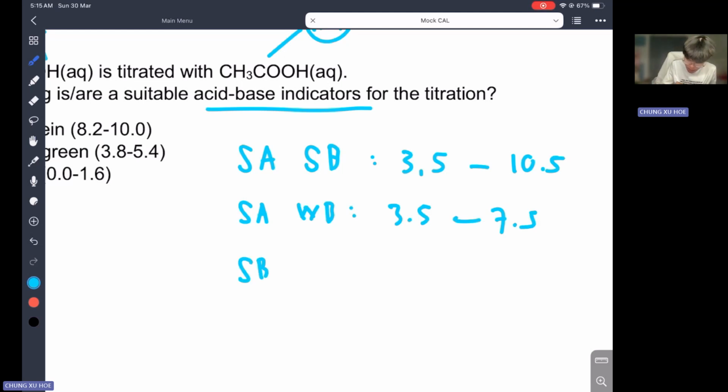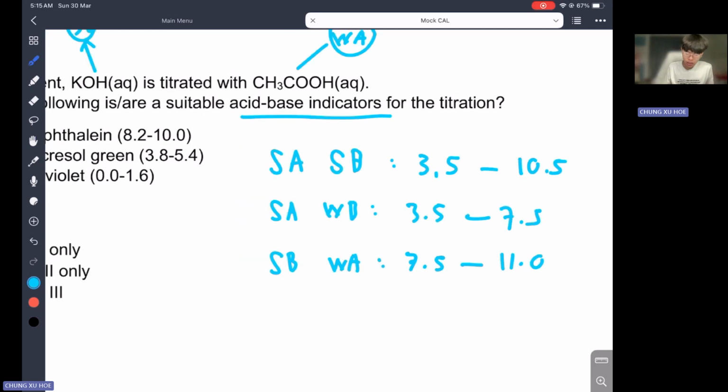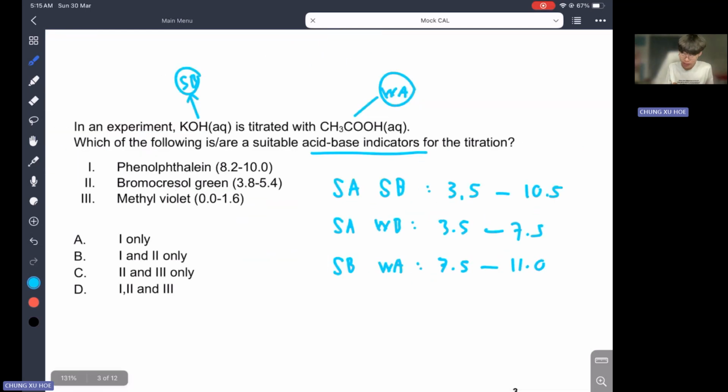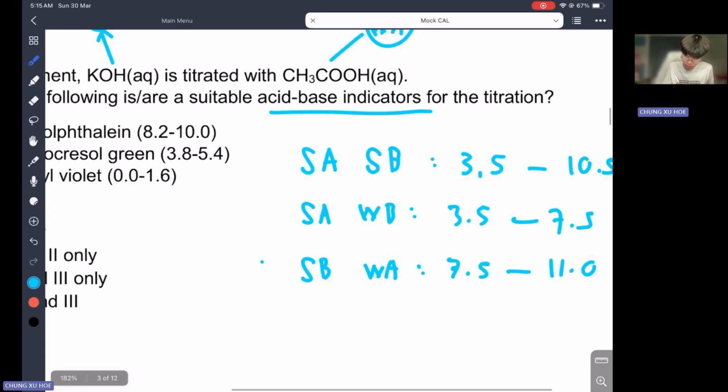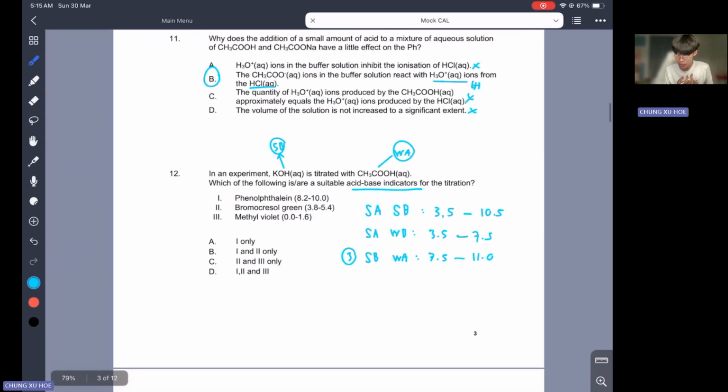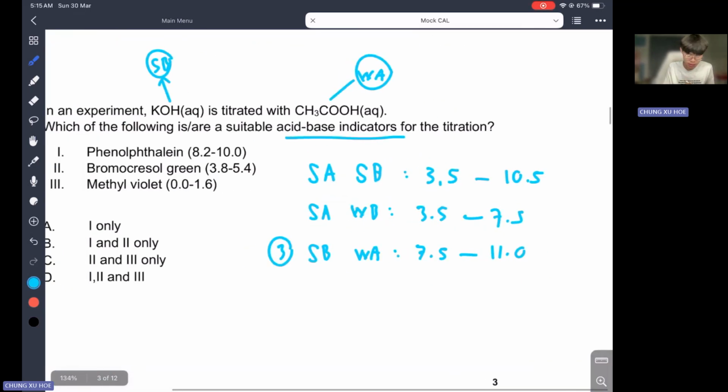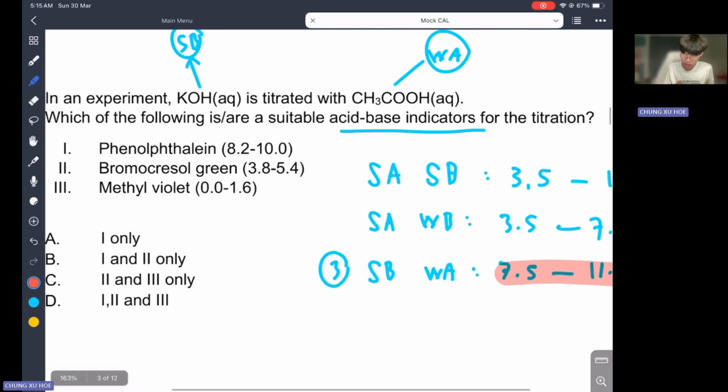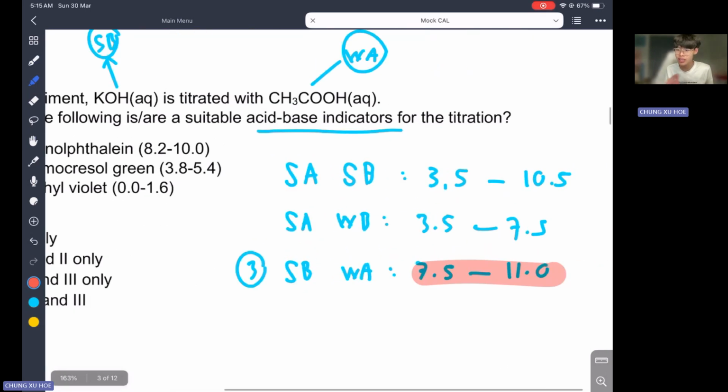For strong base reacting with weak acid, it's going to be 7.5 to 11.0. You need to remember this value no matter what. So here, which category is it? The first, second, third. It is the third, right? Strong base reacting with weak acid. So it falls between 7.5 and 11. So which indicator here falls between this range?